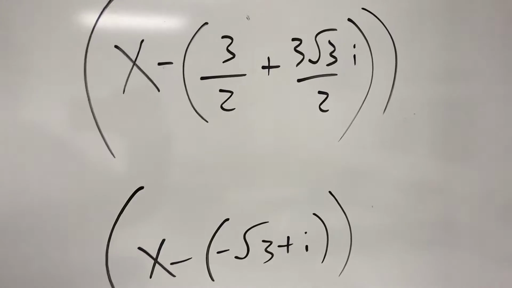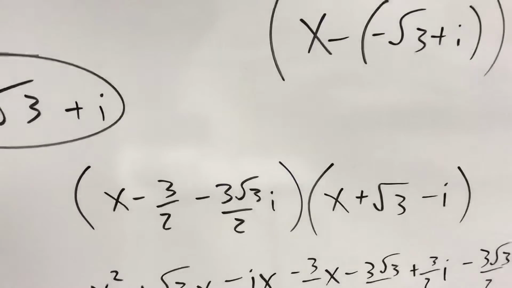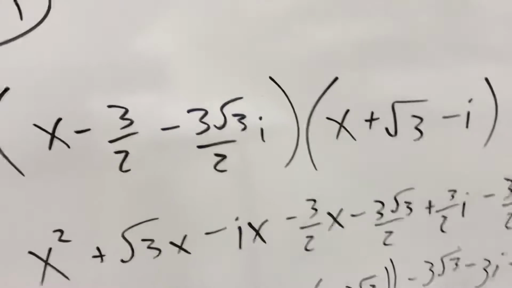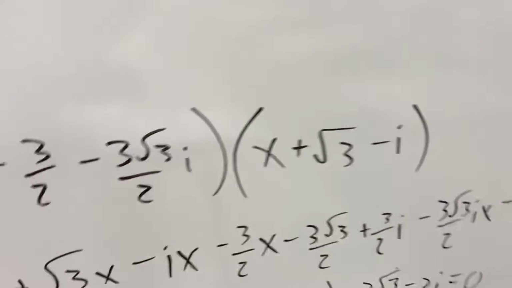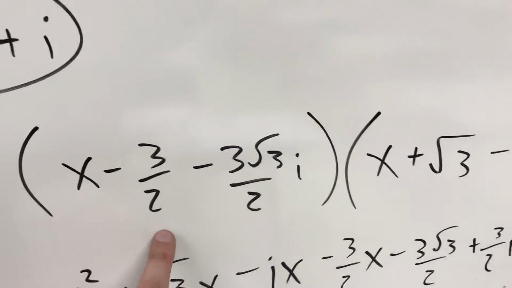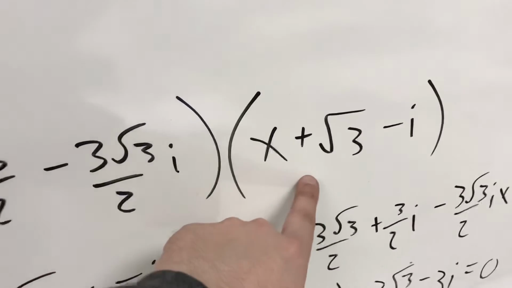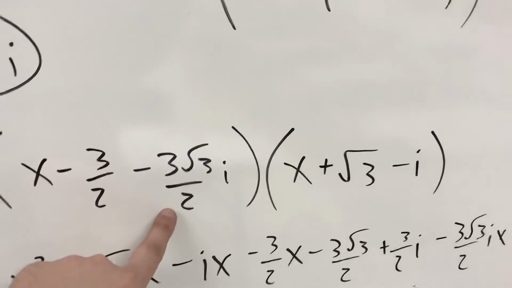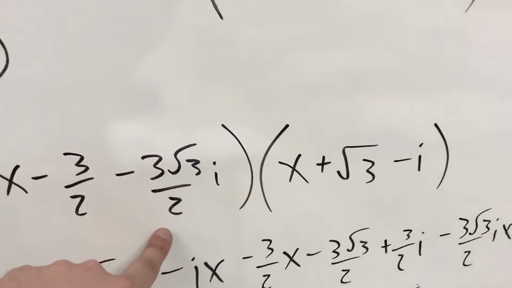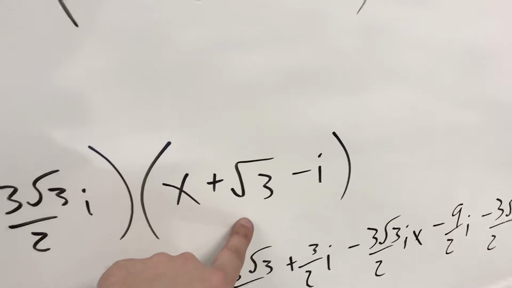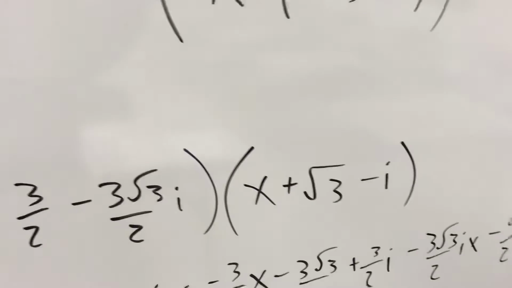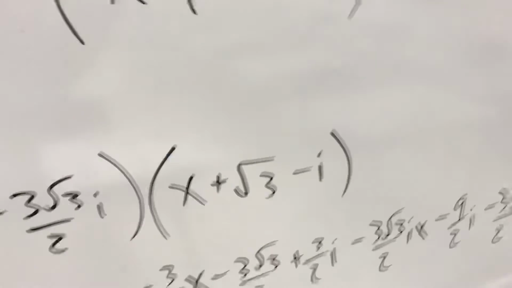So anyway, long story short, you've got to multiply these two things. I wrote them down here. I started multiplying, and so I took x times x, and I got x squared, and I took x times radical 3, and I took x times negative i, and I got negative ix. Then I took negative 3 halves and multiplied it by x, and I took negative 3 halves and multiplied it by radical 3, and negative 3 halves and multiplied it by negative i. And then I took negative 3 radical 3 over 2 i and multiplied it by x. And negative 3 radical 3 over 2 i multiplied by radical 3, which, by the way, gave me negative 9 halves i when you multiply that out. Okay, and then I took this and multiplied it by negative i, and I ended up with a negative 3 radical 3 over 2.